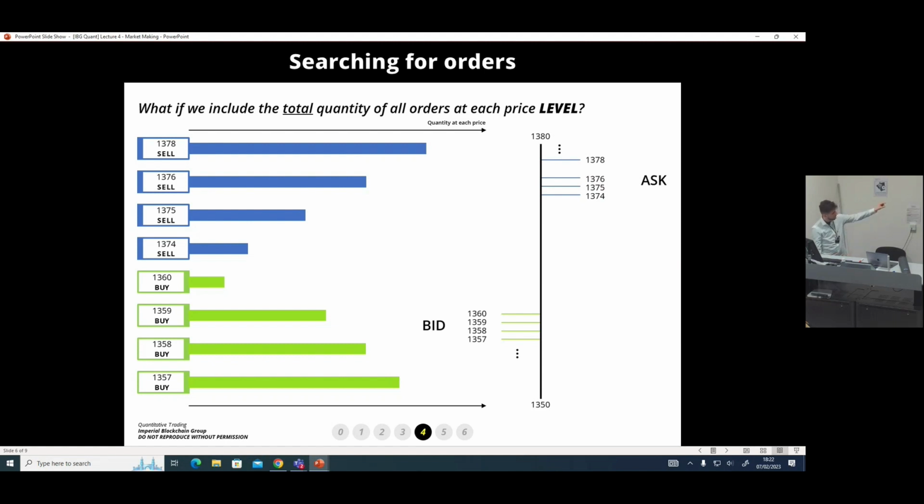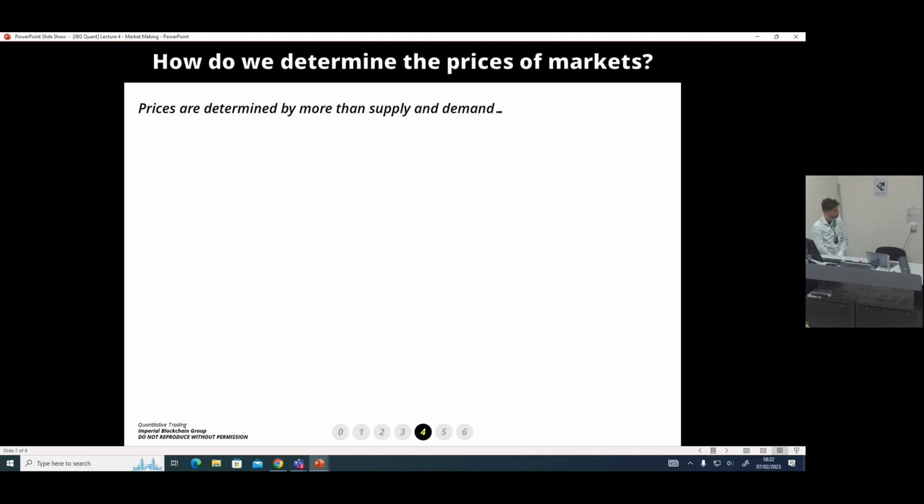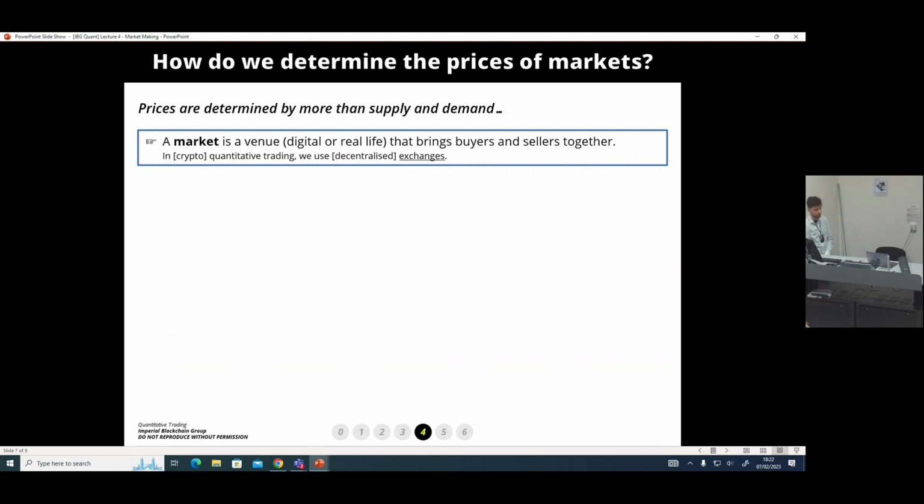So around the middle over here is where you get the lowest amount of volume, lowest amount of buyers and sellers. So how will we then determine the prices of these sorts of markets? I've introduced to you the idea of bid-ask spreads and so on and so forth. Well, the market is essentially just a place where people can buy and sell stuff. It brings buyers and sellers together.